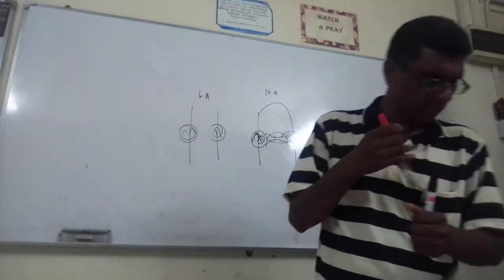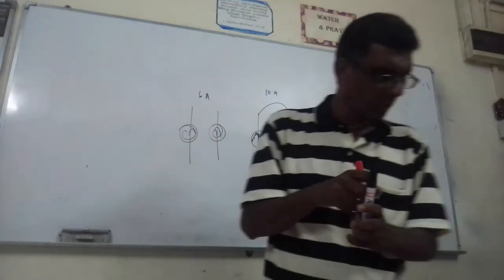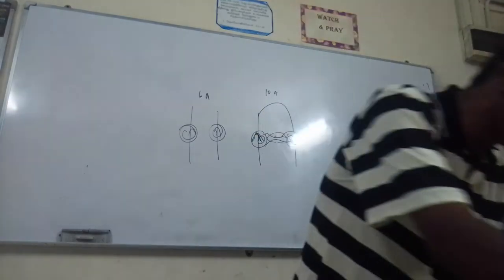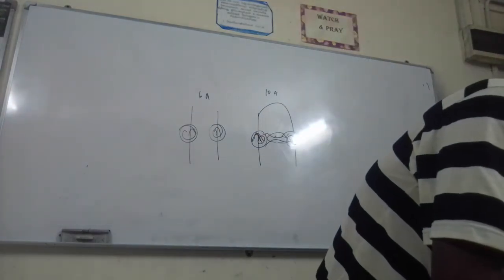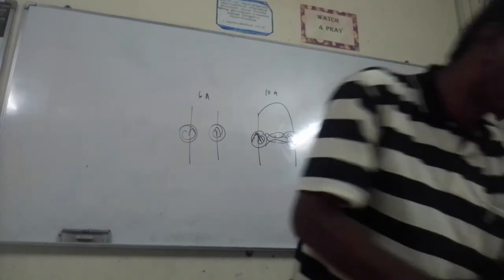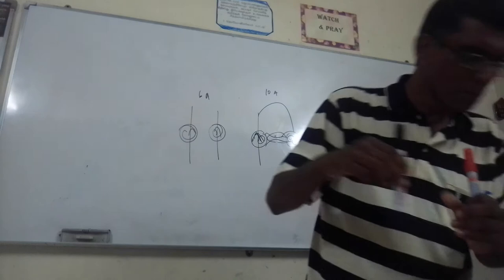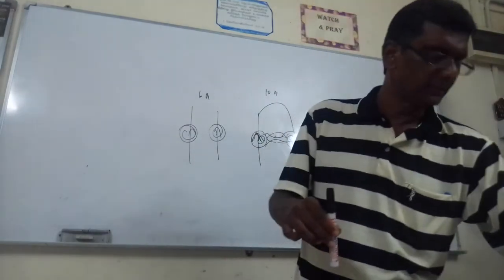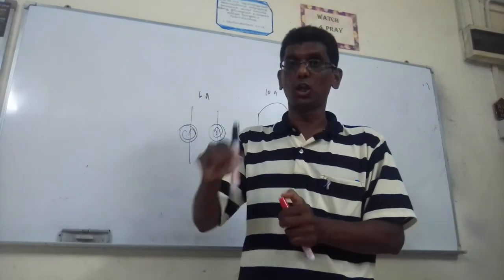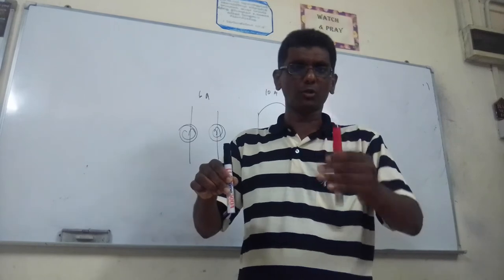This wire must be P. The answer is same direction, greater in Q. Both directions, this is P. The dot shows current going upwards.